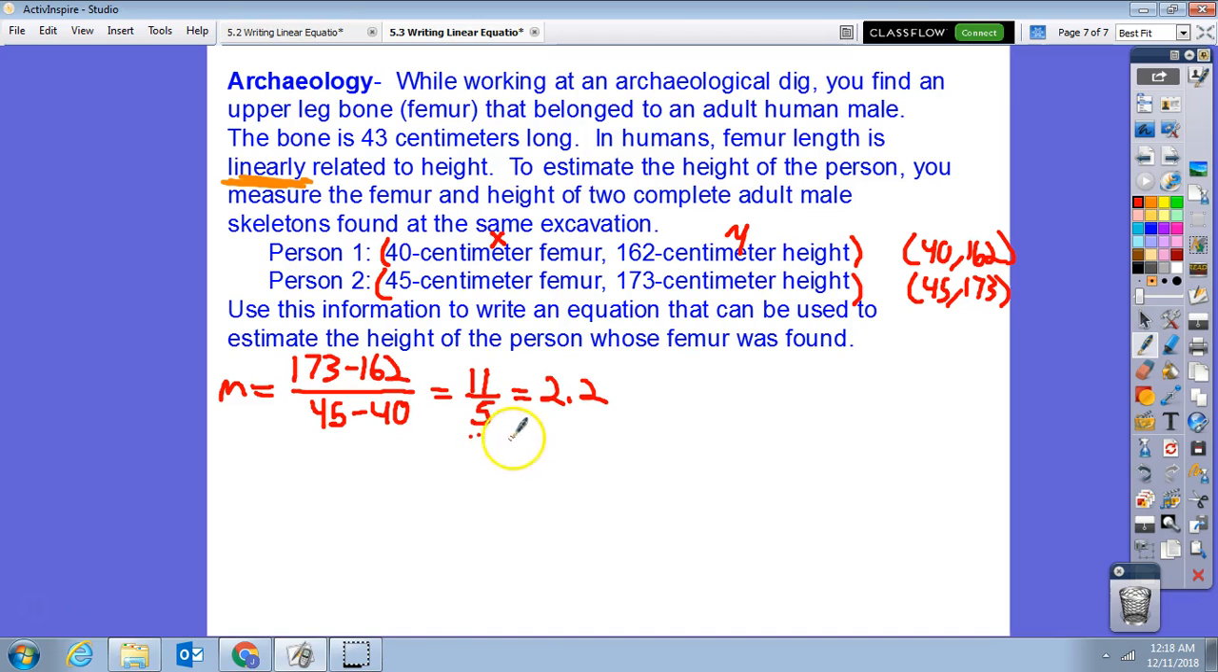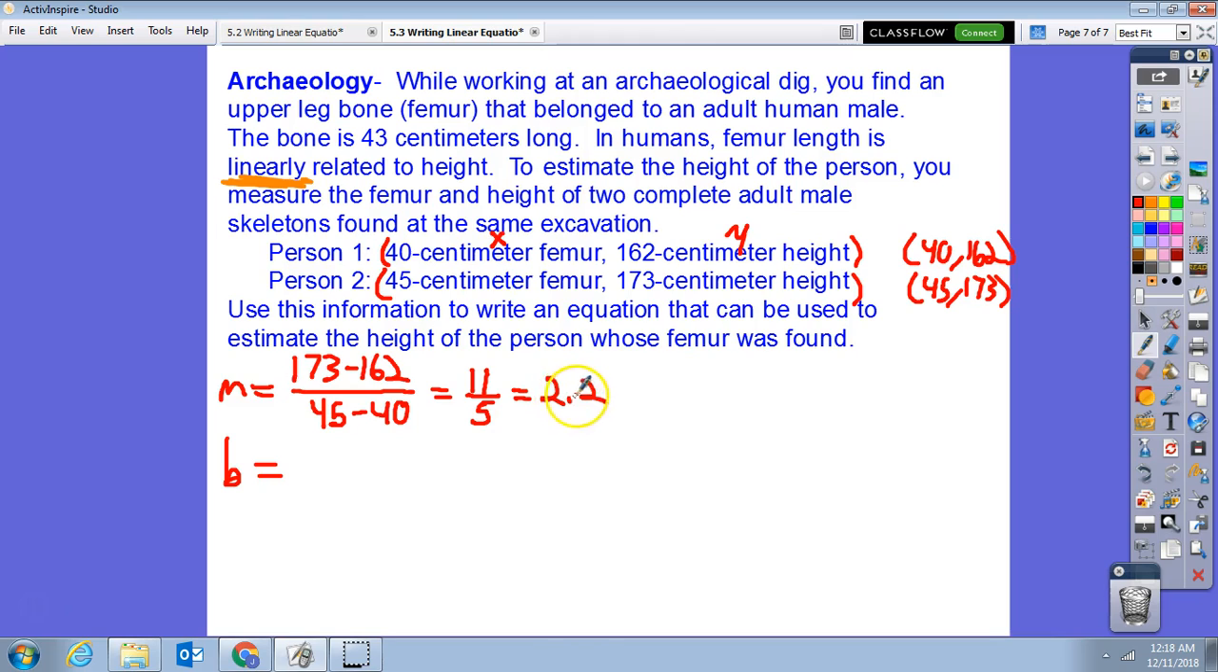That fraction does not reduce, but it also does have a nice decimal, and either one of these would probably be okay for the slope because we are talking about centimeters here. This right here would literally mean, because the heights are on the top and the femurs are on the bottom, that a person gains 2.2 centimeters in height for each centimeter they gain in femur. That's the linear relationship.